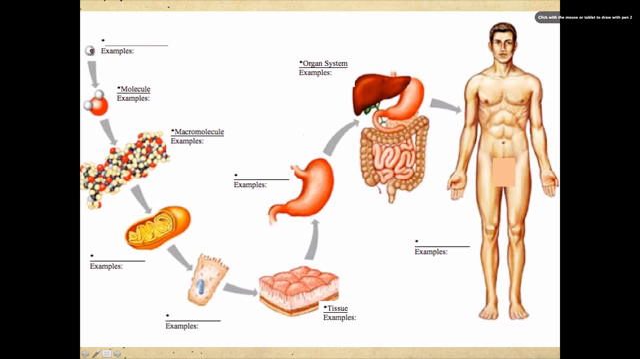The first level of organization, the smallest level of organization that we know of, is the atom. Atoms connect together with other atoms to form molecules. So 2 or more atoms together form molecules. Molecules connect together to form macromolecules. Macromolecules connect together to build organelles.